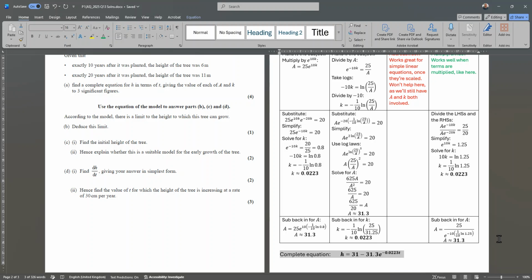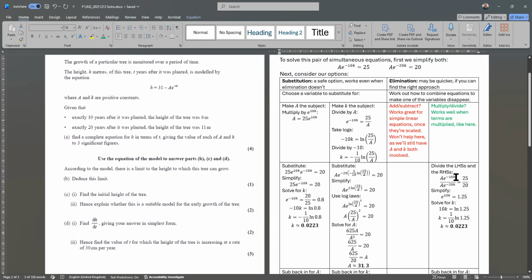We'll talk in a second about how we can check that these numbers make sense, but first, let's look at the substitution method, because substitution generally is what I would advise most people to do for a question like this. The first thing you do is you figure out what you're going to substitute for. We have 2 choices. There are 2 variables. We can either make a the subject or we can make k the subject. So take a second and figure out which you prefer.